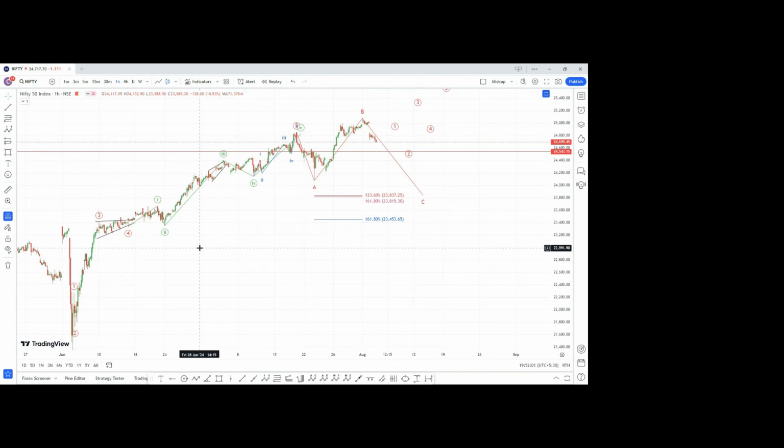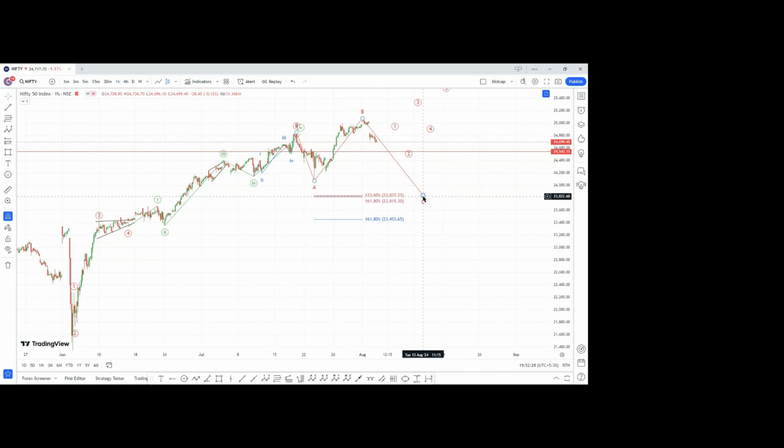So there are two views, initial and alternate. With the initial view, we are expecting that the fifth wave has completed here. We are in an ABC correction. With respect to the ABC correction, we are expecting 23,837 to be a support for the market to end the wave. And if, while coming down in the C wave, we are not completing the 5 wave impulse at 23,837, only then are we heading towards 23,450.